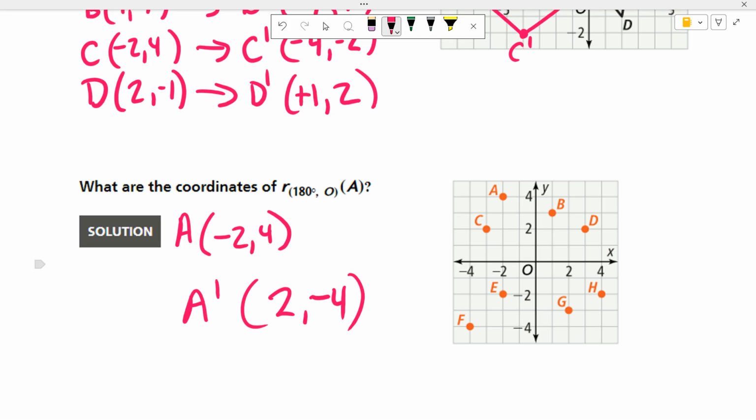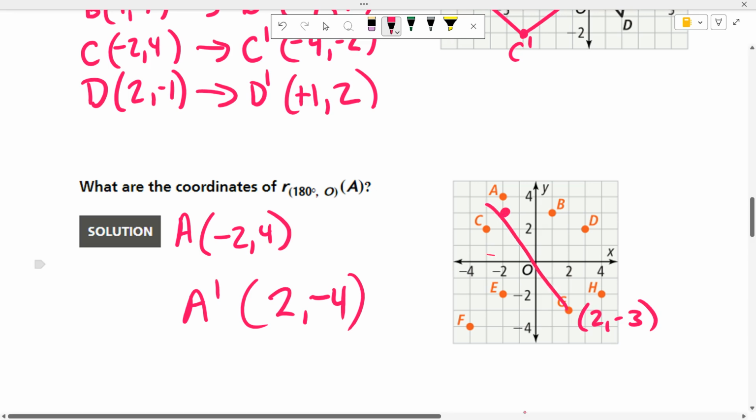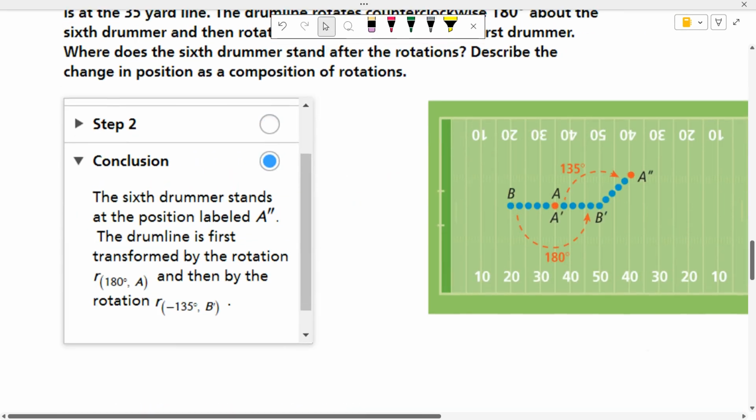Okay? What would a 180-degree rotation of G be? Because right now G is at 2, -3. Where would G end up? -2, +3. That's 180 degrees across, straight through the origin. All right.